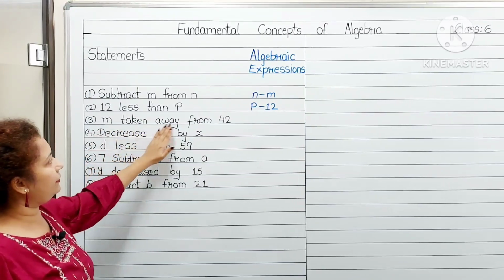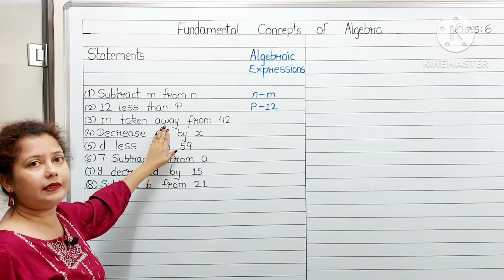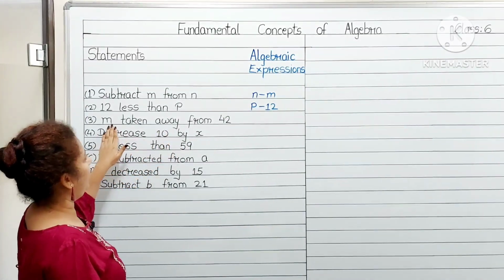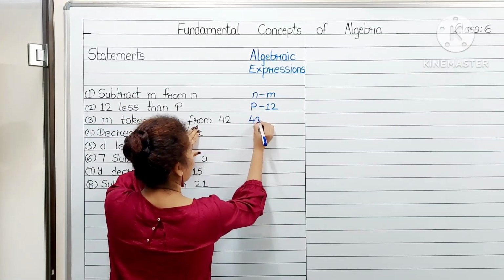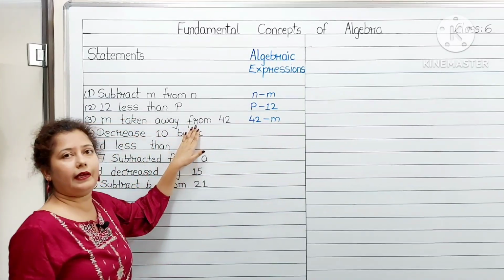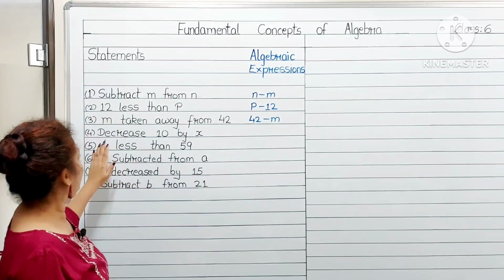m taken away from 42. The word taken away is there. That means it is subtraction or minus. So m taken away from 42. So 42 first we will write and we will take away m from it. So here 42 minus m.